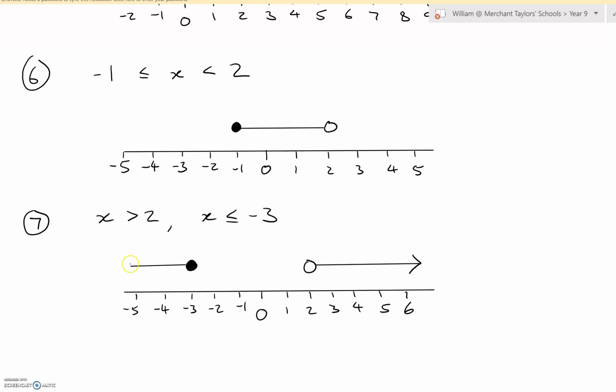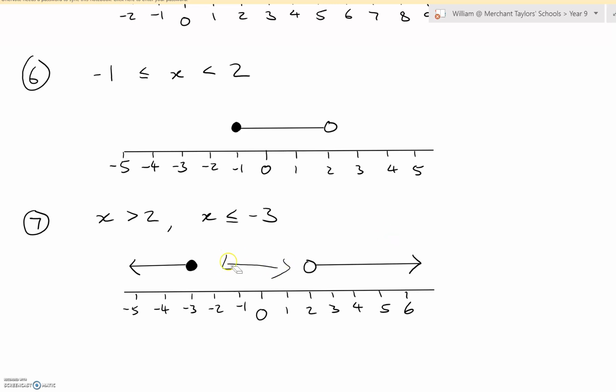Sorry, when I do this I extend it right to the end of the number line, but this is clearly split. X cannot be both bigger than 2, like 5, and less than or equal to -3. It can't happen. So this is a split inequality defined with two separate things. Hence we have a split.